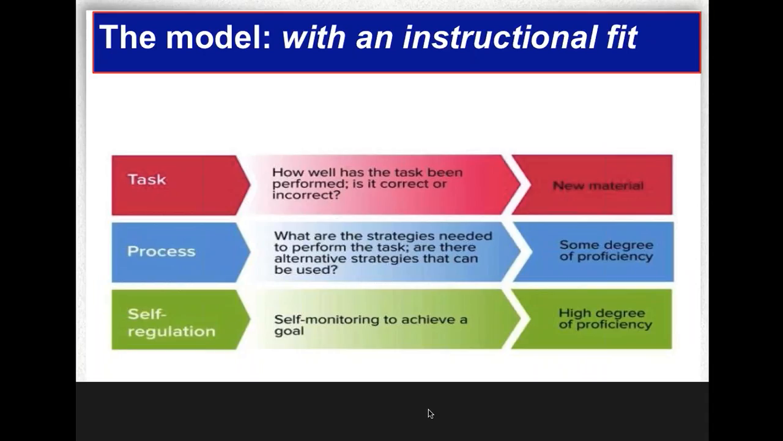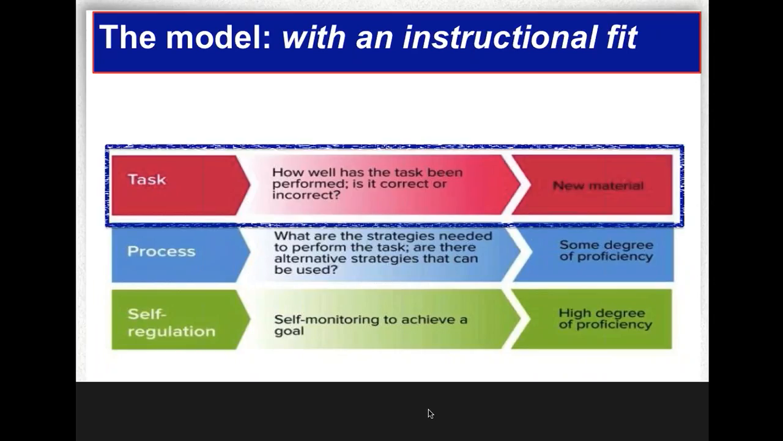In your handout, you have an example of what we'll look at, what we call Hattie's instructional model for feedback, that involves 3 pieces. The first one is task. We provide task feedback when students are new or emergent, and it is often related to correct or incorrect answers.